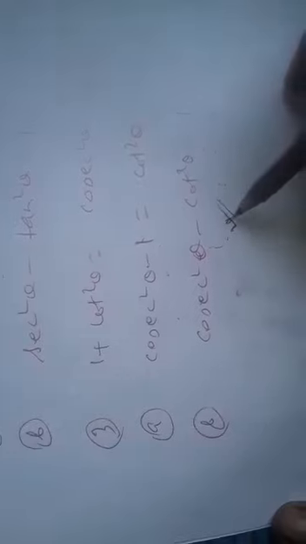Now, on the basis of this identity, we obtain two more identities. They are cosec square theta minus 1 is equal to cot square theta, and cosec square theta minus cot square theta is equal to 1. These are the 9 identities you have to learn. Otherwise, you will not be able to solve all the questions of trigonometric identities.